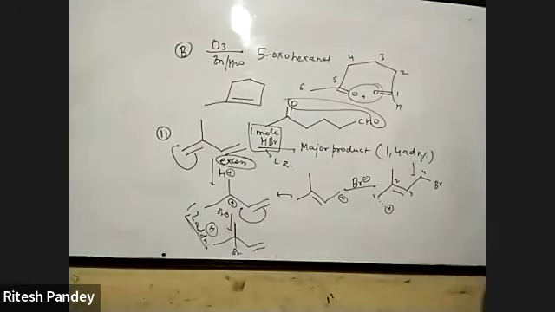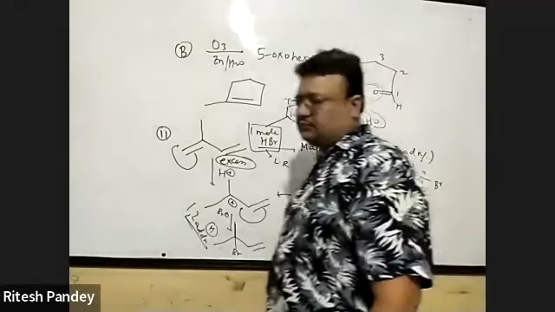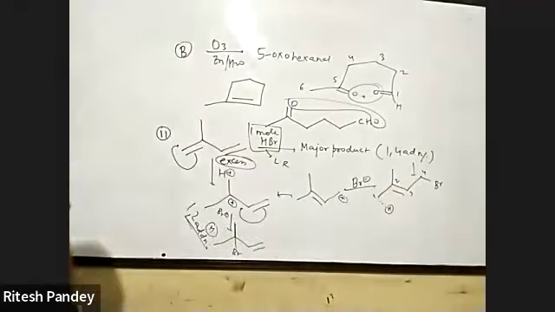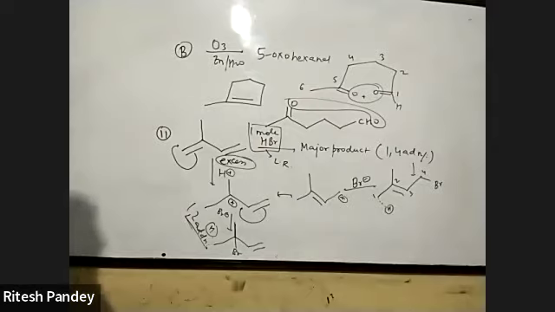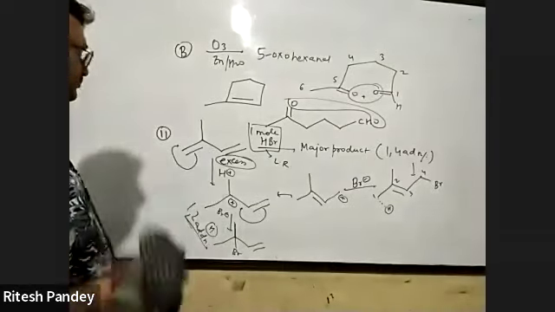Question 12. 2 stereoisomers. Cis plus anti-addition gives racemic mixture.